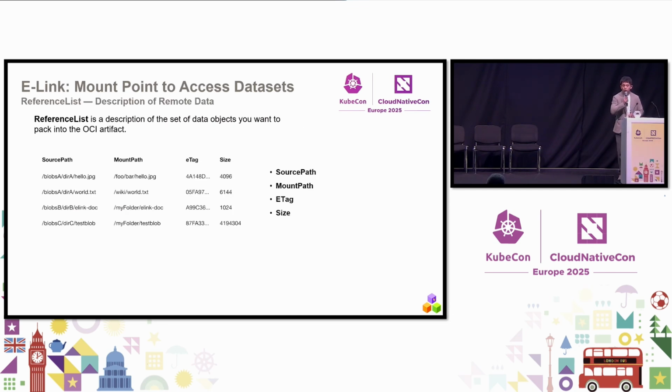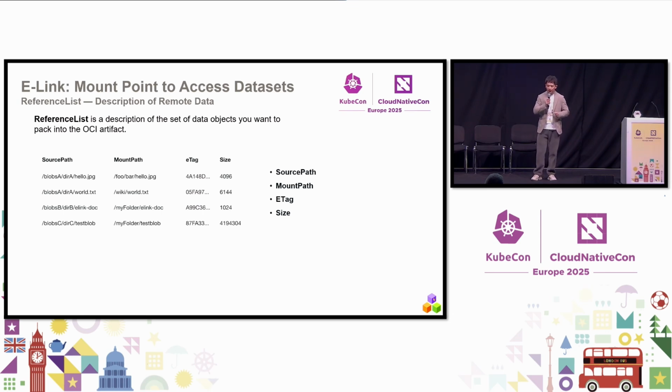More details: the reference list contains a set of records. Each record has at least 4 parts. The source path is the original path for the object in the remote storage. The mount path is the path when you access the object from the mount point.